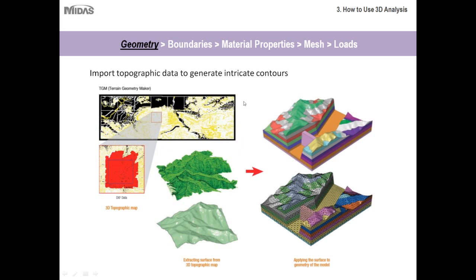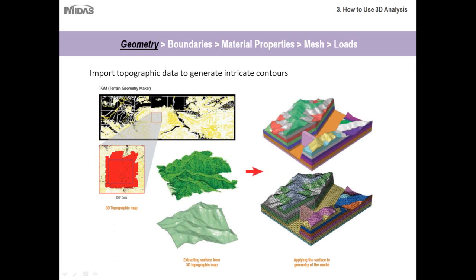Another great advantage of 3D modeling is that you can also import topographic data to generate really intricate, detailed contours. For those of you who have, for example, a TGM, the Terrain Geometry Maker, I'm sure you're familiar already, but for those of you who don't have this, it's a really great program that allows you to import all the coordinates for your contour graphs, for your project site. You can take those coordinates and import them into a numerical modeling program such as GTS or Plaxis, and you'll be able to get very detailed contours for your 3D model.